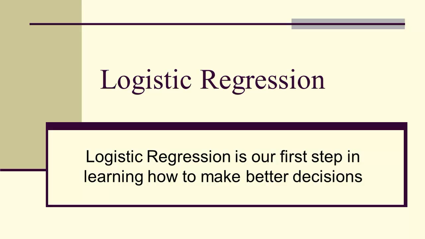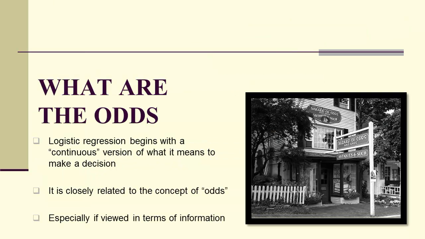This week we talk about logistic regression, our first step in learning how to make better decisions. And to do that, we're going to start by talking about odds. Logistic regression is a continuous version of making a decision, and it's closely related to this idea of odds.